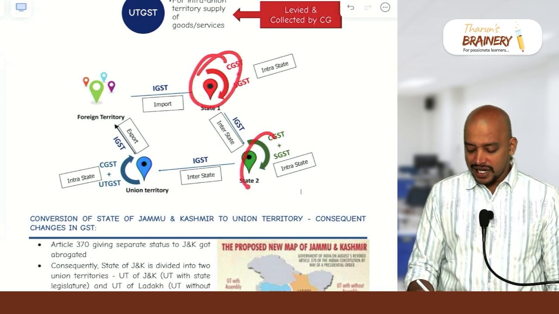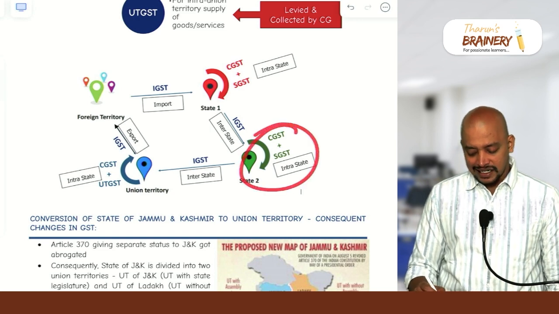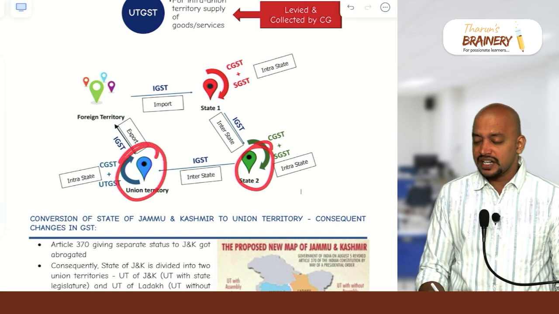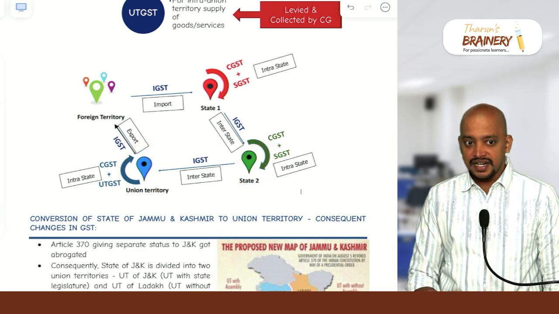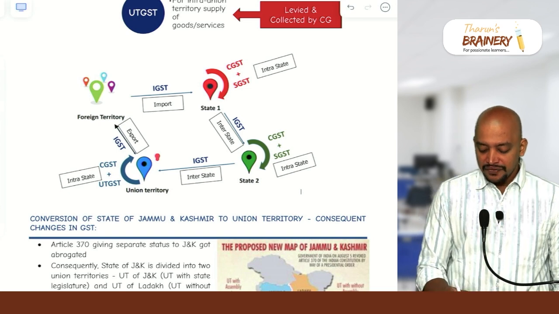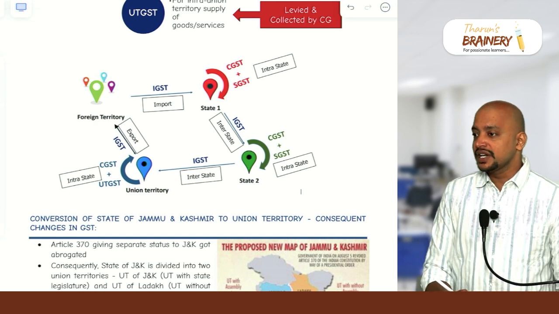Then within the state, when the transaction happens, it is intrastate, CGST, SGST. From one state to another state, it is interstate, IGST. And again in the other state, intrastate, CGST, SGST. From state to a union territory, it is what? Interstate, correct? From one state to one union territory, interstate IGST. Within union territory, it is not CGST, SGST, it is CGST, UTGST.